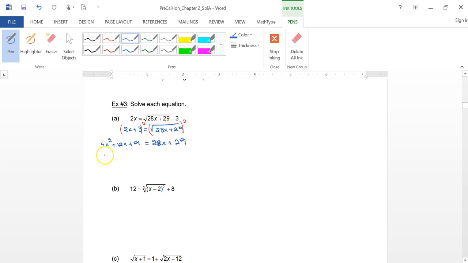So bringing everything to the same side, 4x squared, 12 minus 28 is negative 16x. 9 minus 29 is negative 20, equals 0. I can divide everything by 4. And I can easily factor this. x minus 5, x plus 1. x equals 5. x equals negative 1. But does it? So now we check. Okay? So first let's take x equals 5.